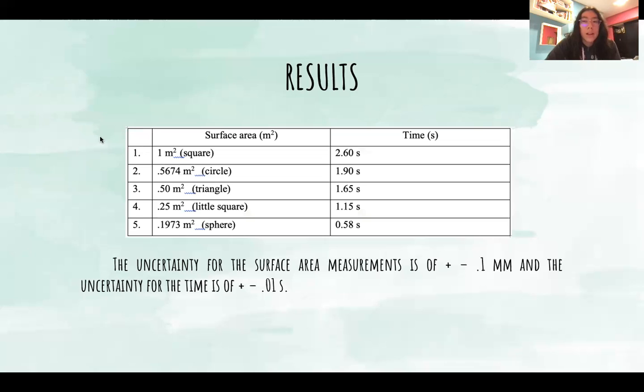Here you can see the results that I obtained from the trials. In the left part of the table, you can see the results of the surface area that were measured in meters squared, and on the right side, the results of the time in seconds. I ordered the results from the one that had the greater area to the smaller one, and the time also, you can see that it starts decreasing. I have to mention also that the uncertainty for the surface area measurements is plus minus 0.1 millimeter, and the uncertainty for the time is plus minus 0.01 seconds.